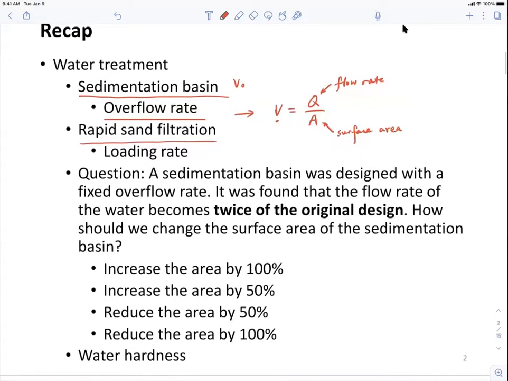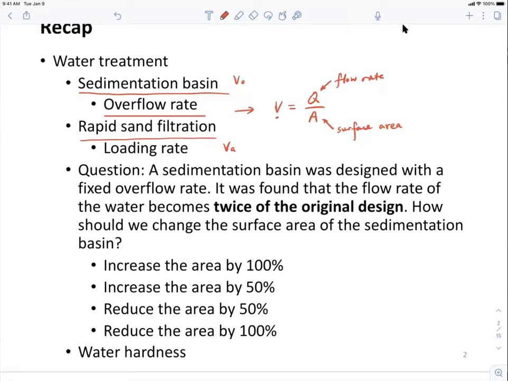And for the sand filtration, this V here is called the loading rate. Okay, so it's basically the phase velocity of the water penetrating through the sand bed. Okay, and also this loading rate is going to have a maximum value. And normally during the operation of the water facility, we're going to designate a fixed value as well. So based on the flow rate, we can design what is the area of the sand bed.